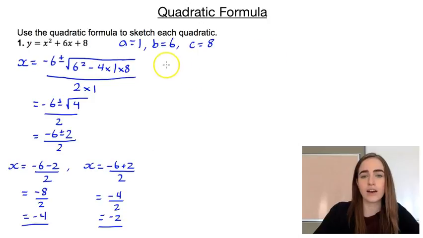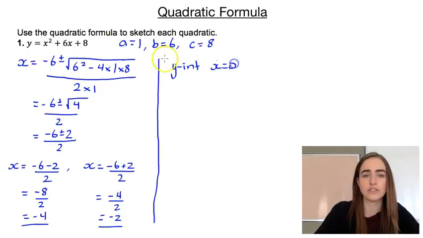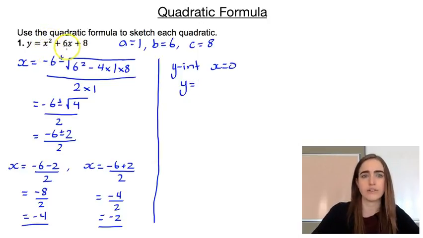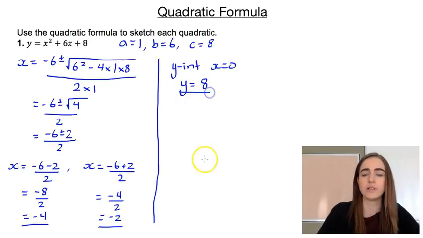To find our y-intercept, I'm just going to draw this line down here. We're just going to sub x equals 0 into this original equation. This x squared term, 0 squared, is just 0. 6 times 0 is just 0. So all we're left with is the 8. So we've got our y-intercept as well.